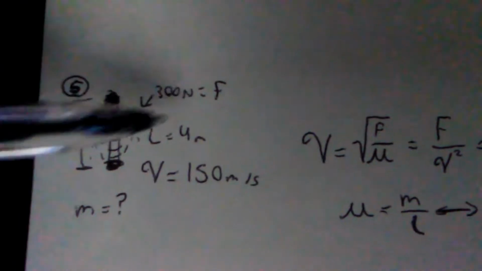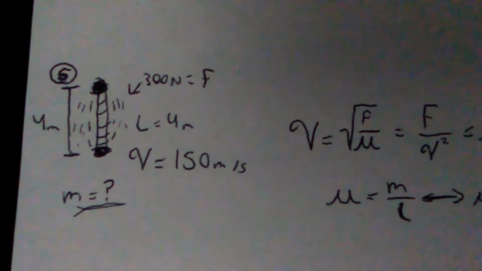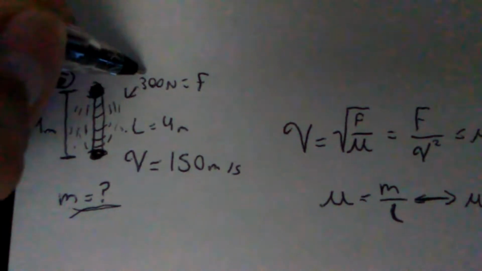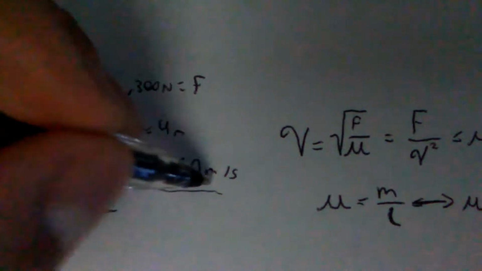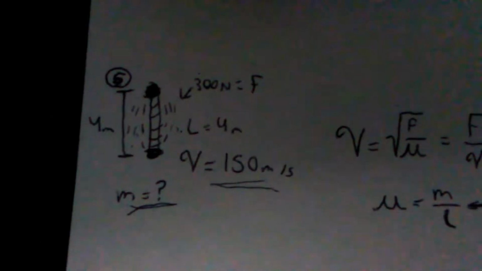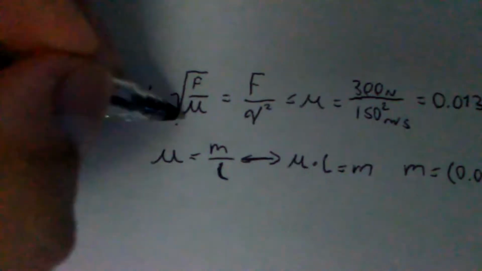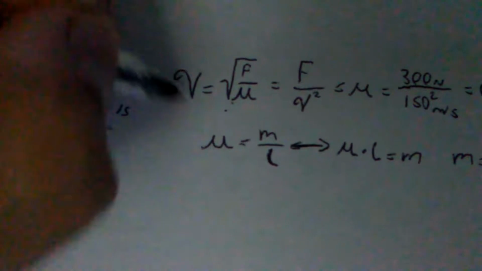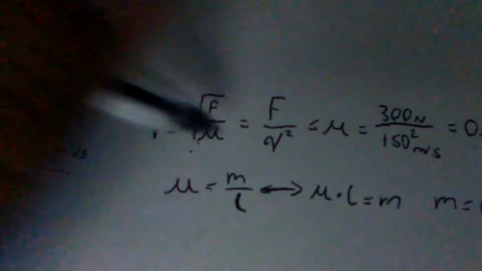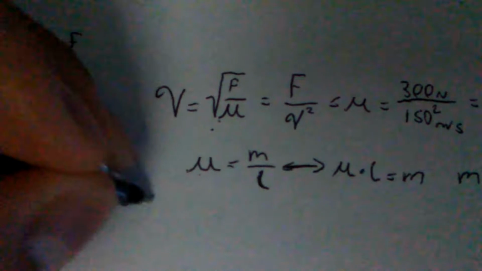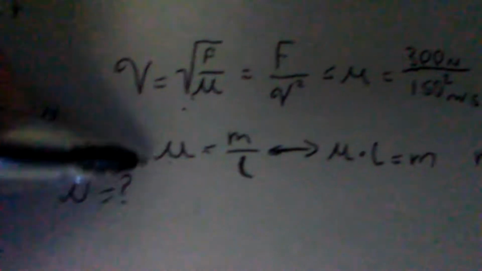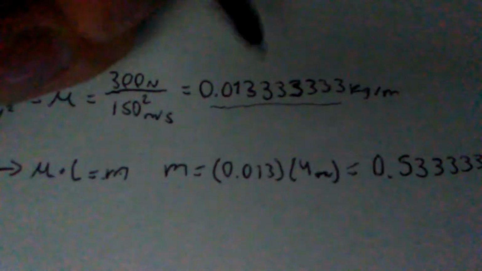Next, in the fifth exercise, it is giving you a 4-meter rope with a tensile strength of 300 newtons and a wave speed of 150 meters per second in order for us to find the mass. We could use the string linear density formula in order to clear out for the mass, but we would first have to use the velocity formula and clear out for the linear density because we don't know how much it is. By doing so, we will get a linear density of 0.013 kilograms over meter. So now that we have the string linear density, we can work with its formula and clear out for the mass, giving us a mass of 0.053 kilograms.